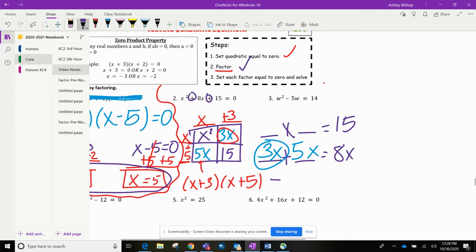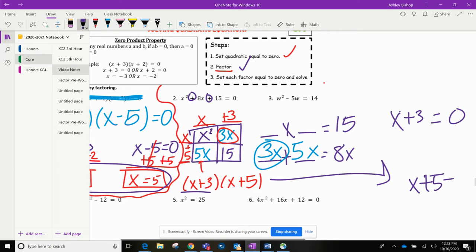So over here, I'm going to do the work. Set each factor equal to 0. So x plus 3 equal to 0. That's one factor. And x plus 5 equal to 0. And I want to solve for my x's.